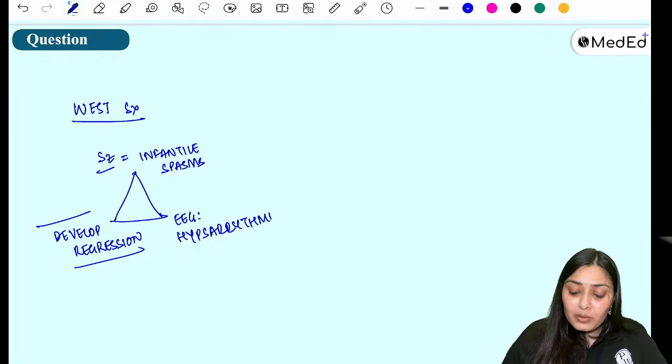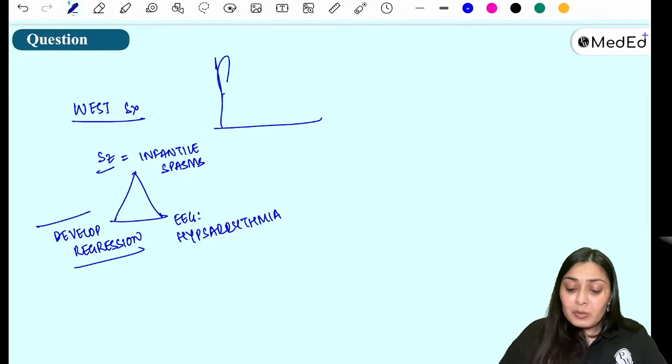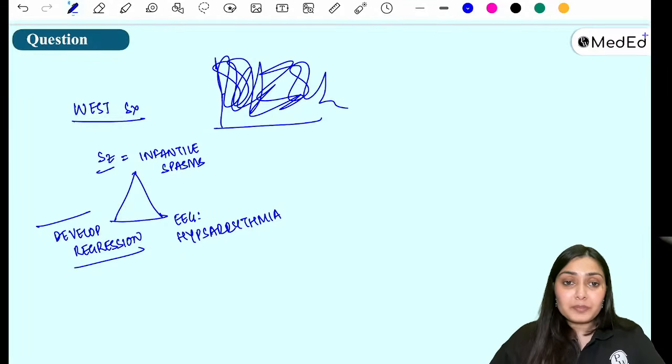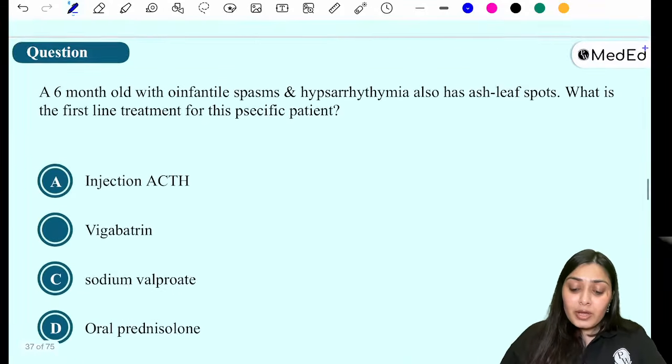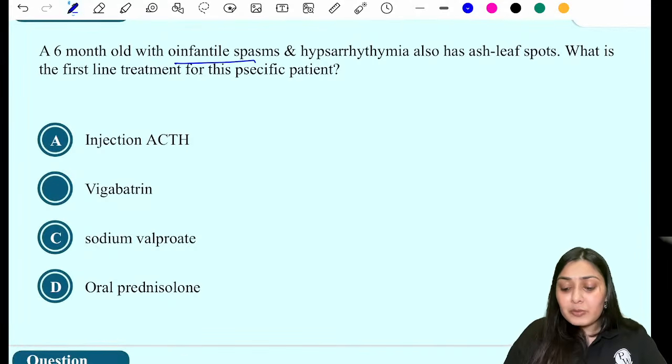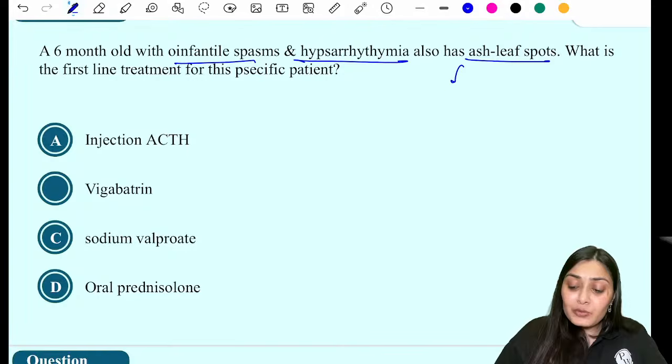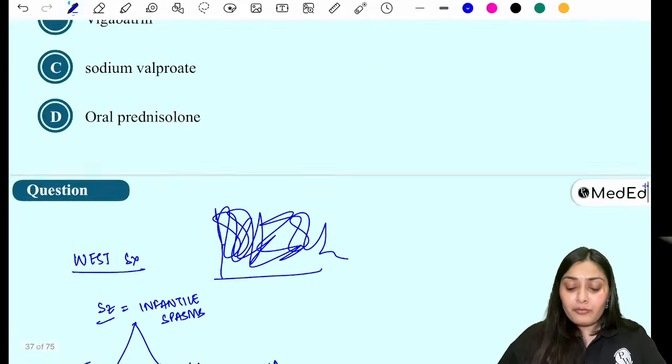What is hypsarrhythmia? So you see a normal EEG pattern. Hypsarrhythmia means it will be very chaotic, as if some child has scribbled over it, right? Very chaotic pattern, hypsarrhythmia. So here they have given infantile spasm, hypsarrhythmia and also ash leaf spots. These ash leaf spots you see in tuberous sclerosis. So with that you should know these types of West syndrome.